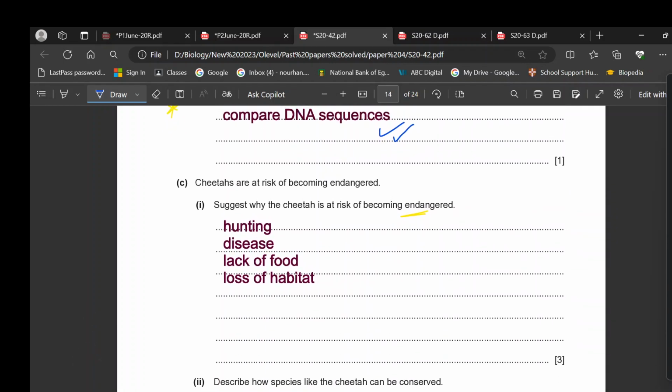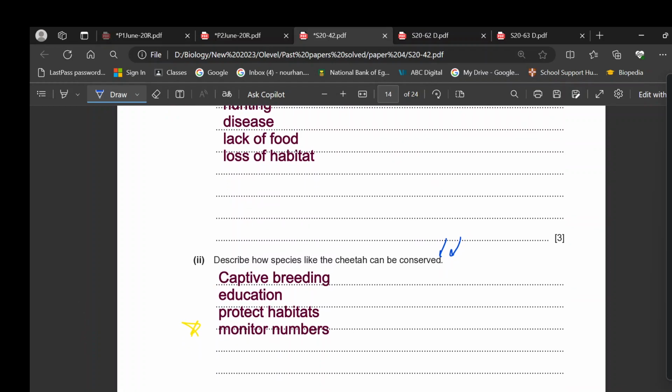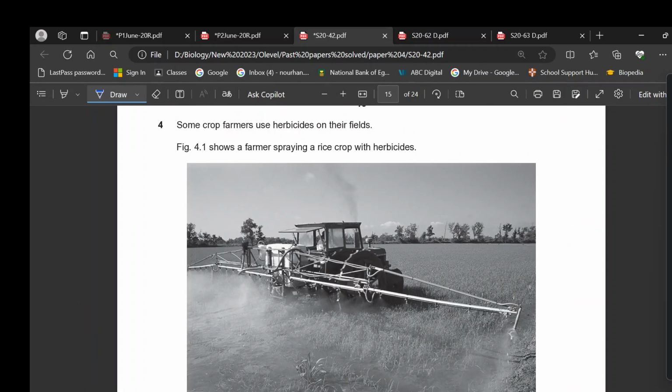How the species can be conserved, that's a repeated question. How do we do the conservation? We monitor the number of the animal. We create protected areas so people do not hunt them. We do captive breeding, where we collect the animals and allow them to breed. When they increase in number, we release them back to the wild. Education and raising awareness of the people.